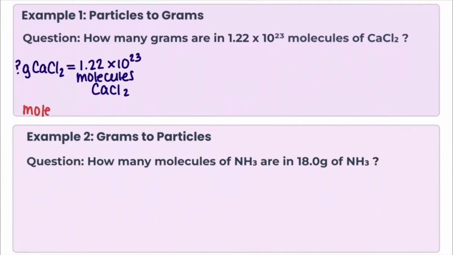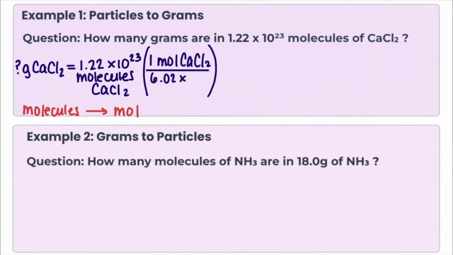But we have to get to the mole first. So in order to do that, we have to go from molecules to moles using Avogadro's number. So if we open up a parentheses and draw a fraction, we can say that in 1 mole of CaCl2, we have 6.02 times 10 to the 23rd molecules of CaCl2. Notice how we're putting the molecules at the bottom of our fraction so that we can cancel with the molecules of CaCl2 that's given in the question stem. So now we're at moles, right? We're at our bridge, and we want to make our way across to the grams.